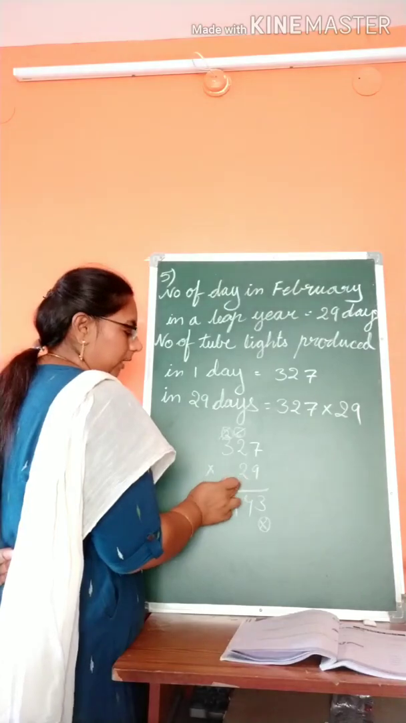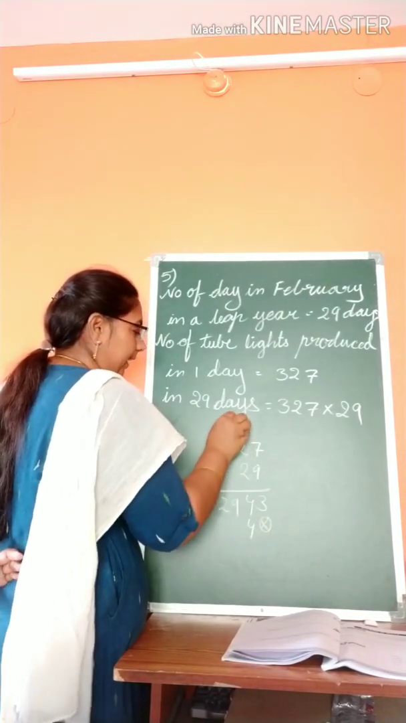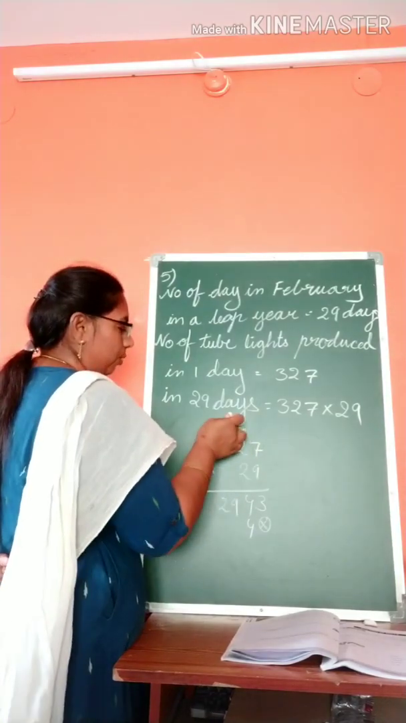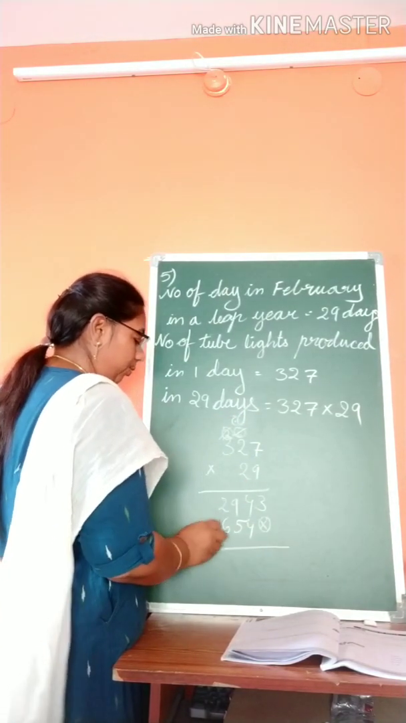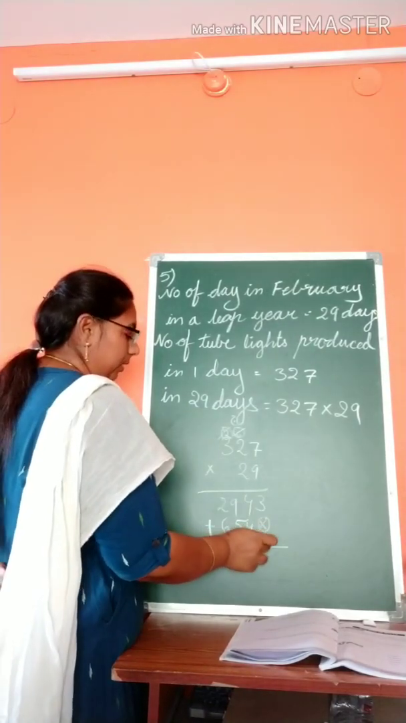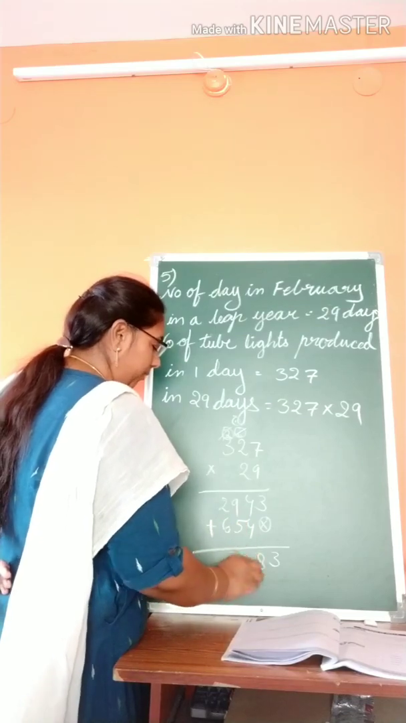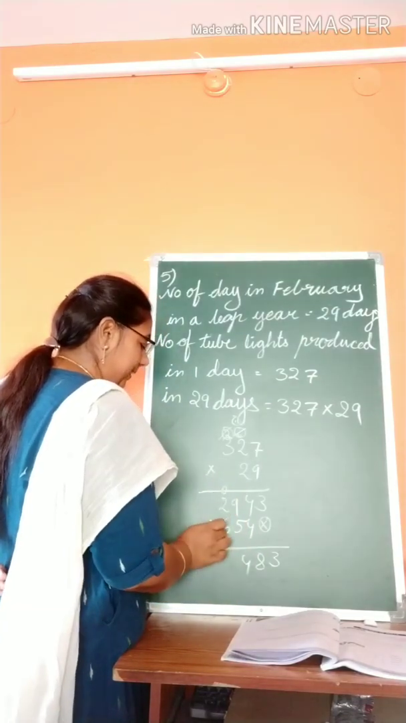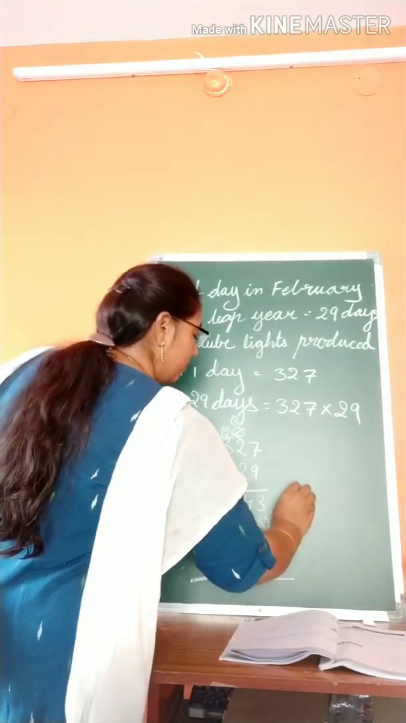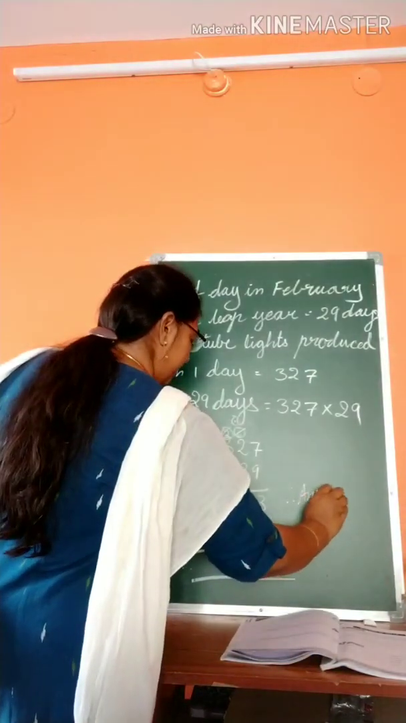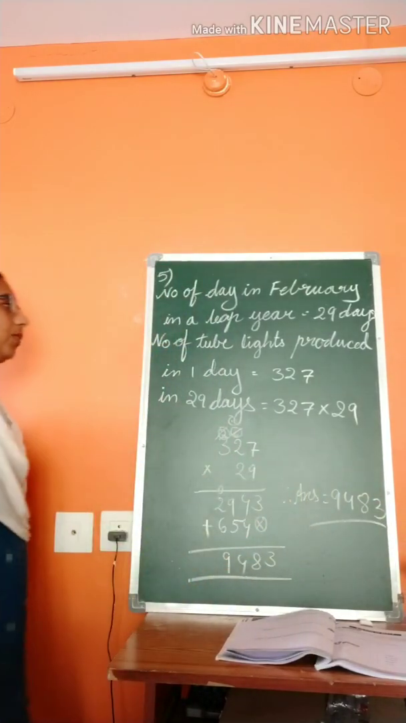Now, coming to the multiplication of the second number, 2 7s are 14, 4 and 1 carry to the next place. 2 2s are 4 plus 1, 5. 2 3s are 6. Now what we have to do? We have to do addition. So 3 plus 0, 3. 4 plus 4, 8. 9 plus 5, 14 and 1 carry to the next place. 1 plus 2 plus 6, 9. So what was the answer here? The answer is 9,483 tube lights were produced in the month of February of a leap year.